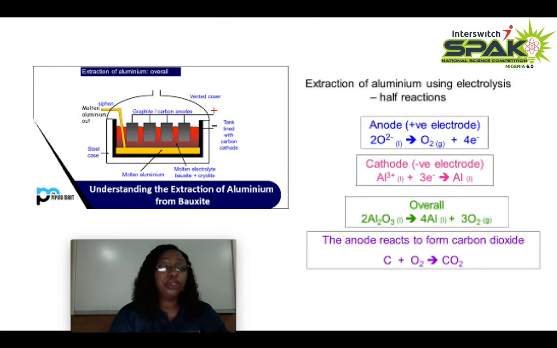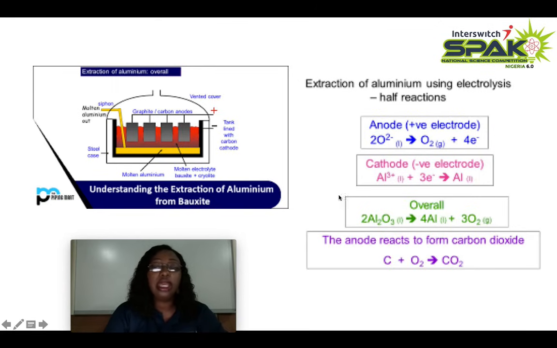So you purify with sodium hydroxide. Then after purification, the next thing is to add cryolite. Cryolite reduces the working temperature of the electrolytic circuit for aluminium extraction. The cryolite also serves as a solvent to dissolve the aluminium oxide. Now, by the time electricity is being passed through, it breaks down to Al3+ and O2-.